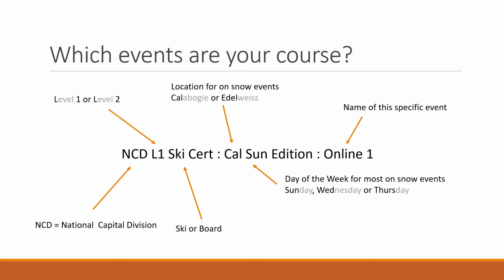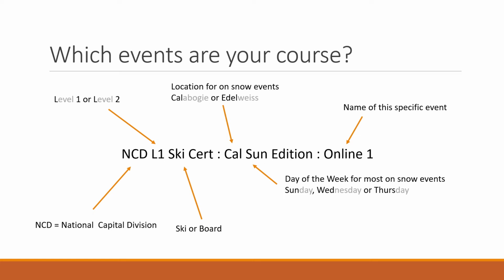Similarly, the next element is the day of the week, Wed, Thur, or Sun. And this reflects the day of the week when most of the on-snow events for your course are taking place. Some of the events, including some of the online events, may be taking place on other days, but that day that most of the events take place is part of your identification of your course. And then the word edition.